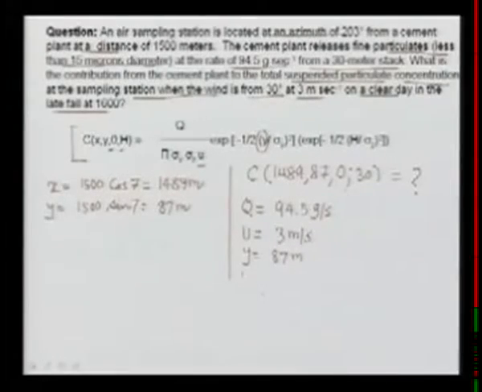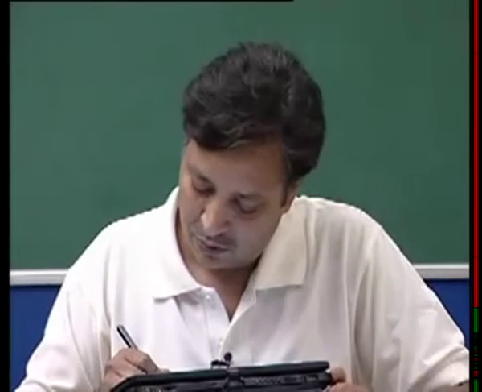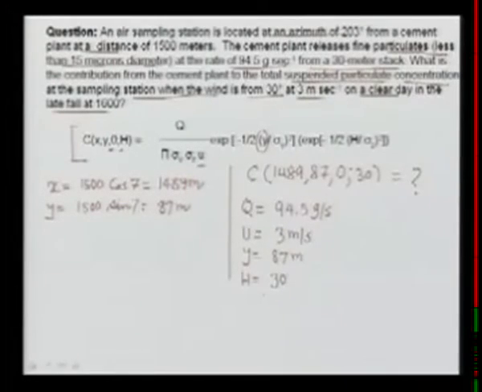You also need to know the h. Okay. The h is given to me, let us read the question, from a 30 meter stack. So the stack or the chimney height is 30 meters. So let us write h equals 30 meters. Okay. What else we need? Okay, I think we almost have everything except sigma y and sigma z. That is not known to us.